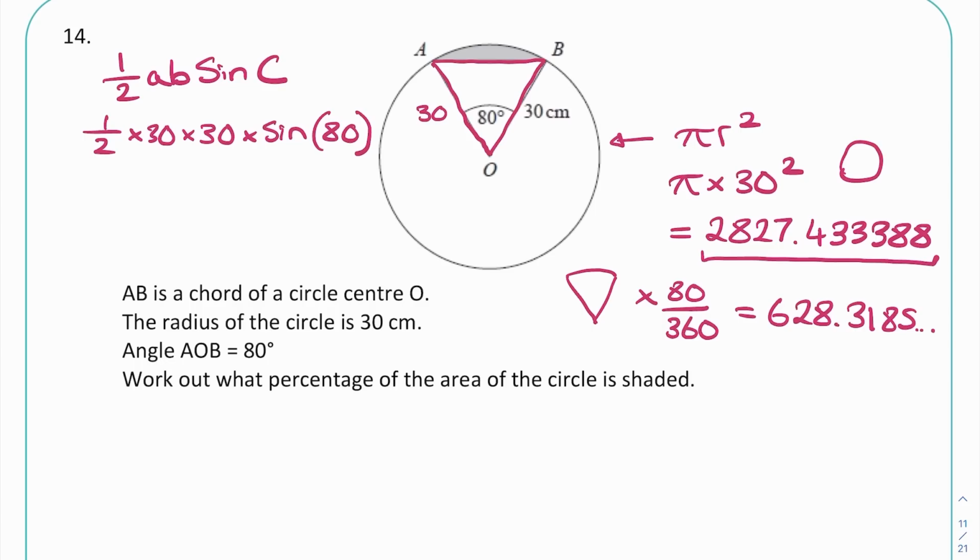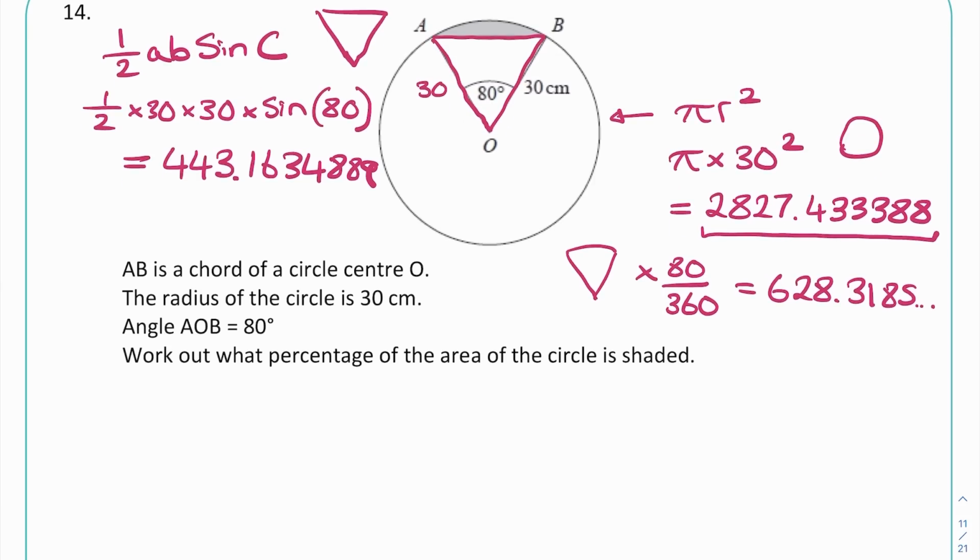So typing that into a calculator, 0.5 times 30 times 30 times sine 80. Pressing equals, that gives us an area of the triangle of 443.1634889. And just so I remember, that is the triangle. So we've got the area of pretty much everything. We've got the area of the circle, the area of the sector, and the area of the triangle. To get the area of the shaded region, I would need to take the area of the sector, subtract the area of the triangle.